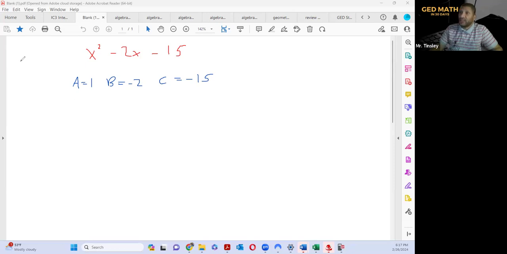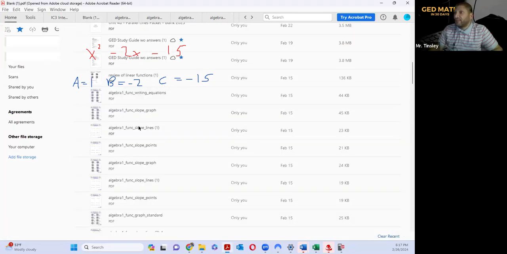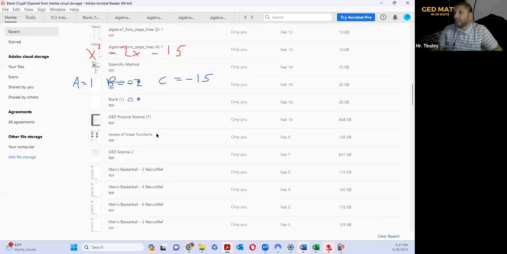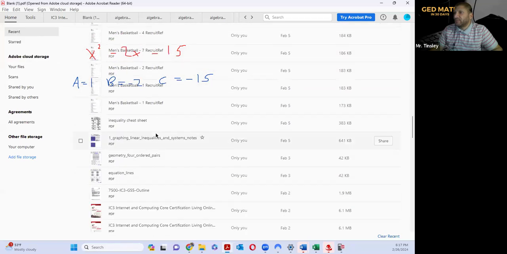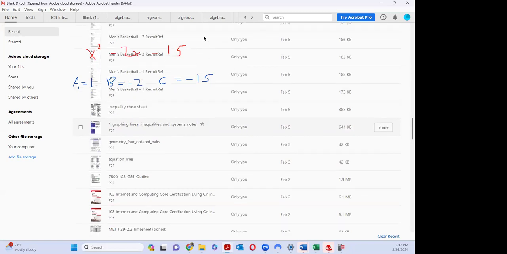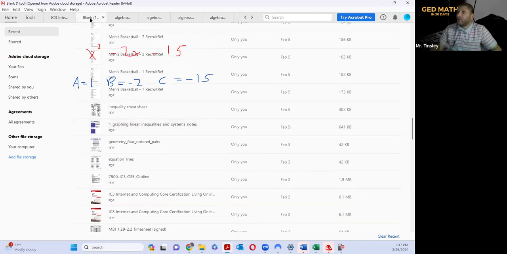Nobody has their formula sheet handy? Okay, let me see if I got it open. I might not have it because it's been a while since I opened it up. I got it. You got it? Okay. Yeah. What is the quadratic formula?